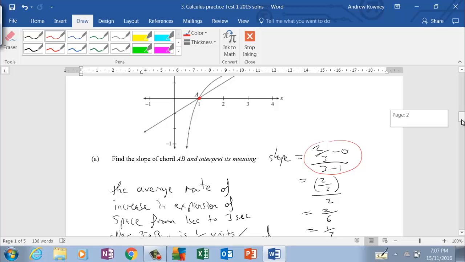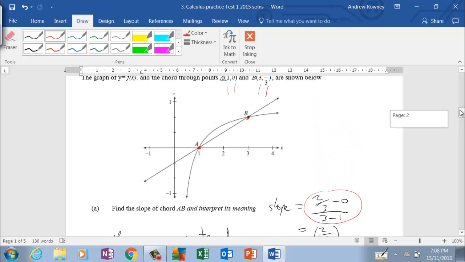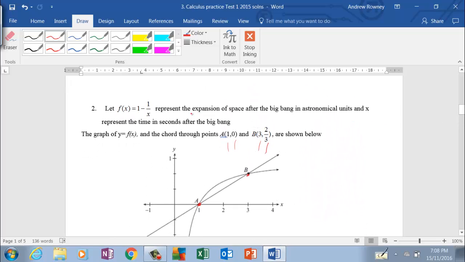If you continue working with that, with the fractions, you end up with a third. So because it's an average slope, we say the average rate of increase in expansion of space, because the context of this question is that it represents the expansion of space after the Big Bang.